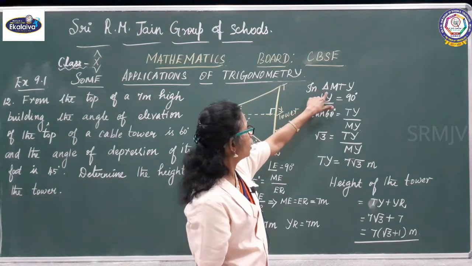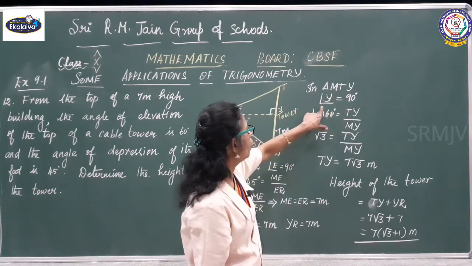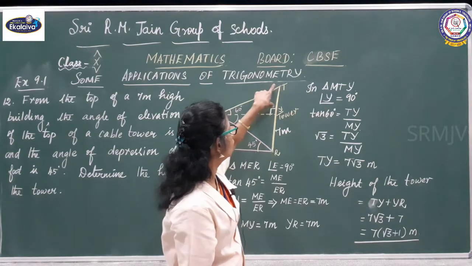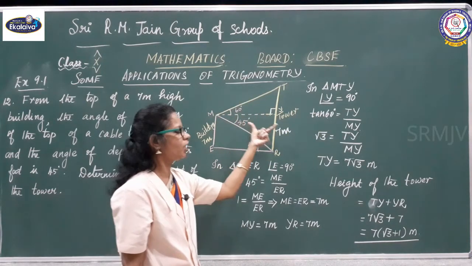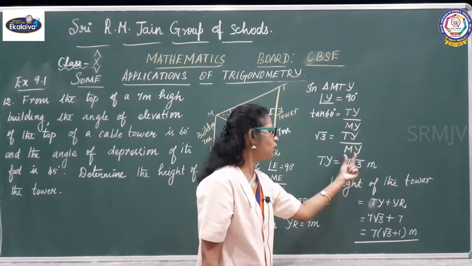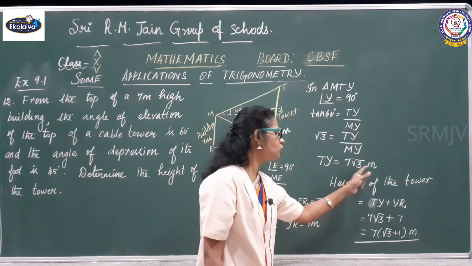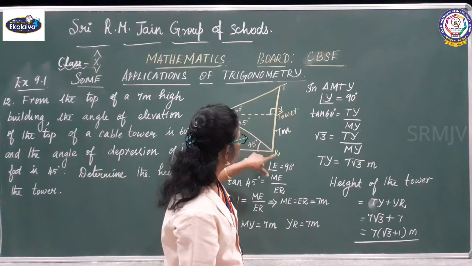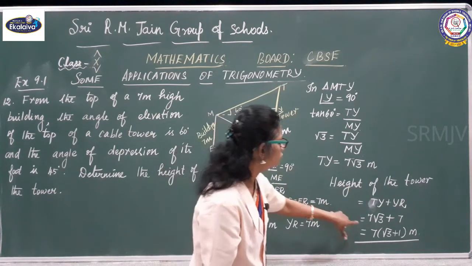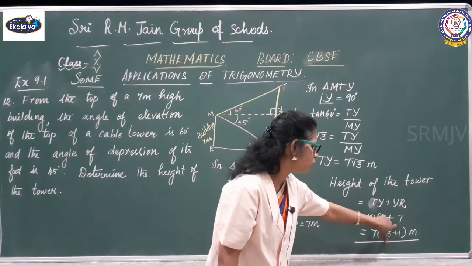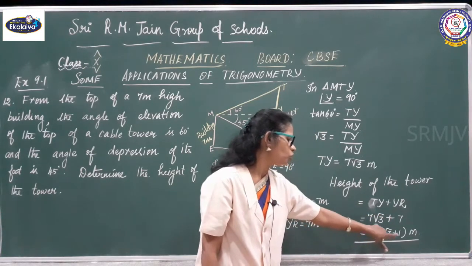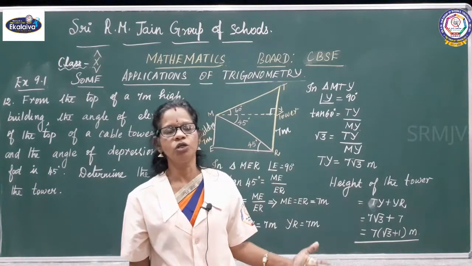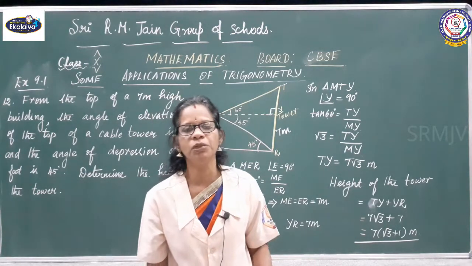Then pass on to the next triangle MTY. Angle Y equal to 90 degree. Tan 60 equal to opposite by adjacent. That adjacent value is 7. So TY equal to 7 root 3. Height of the tower equal to TY plus YR, which is equal to 7 root 3 plus 7. 7 is common, root 3 plus 1 meter. Height of the tower equal to 7 into root 3 plus 1 meter.